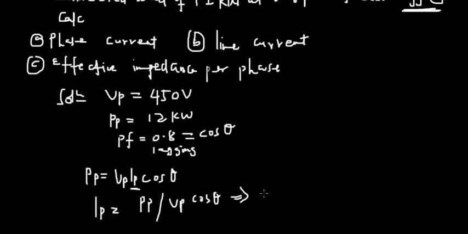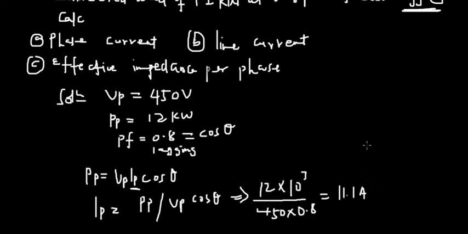So we have the phase power as 12 kilowatts. Kilo is 10 exponent 3, so we have 12 times 10 exponent 3, divided by our Vp, which is 450, and then times our power factor, which is 0.8. When you compute this, you end up with 11.1 amps.